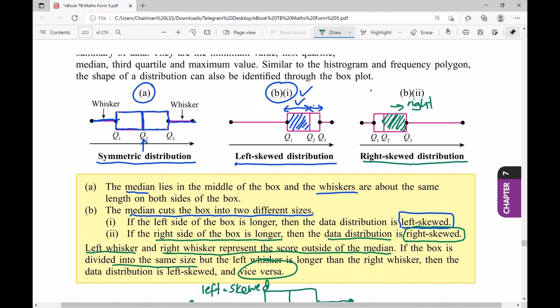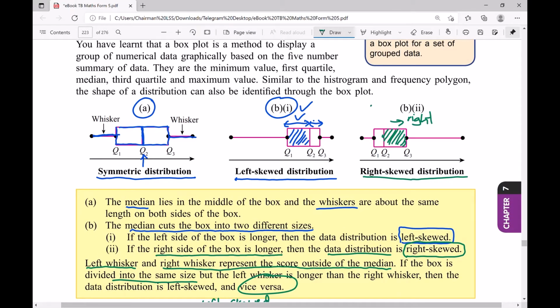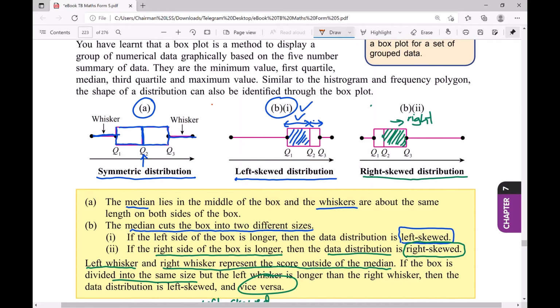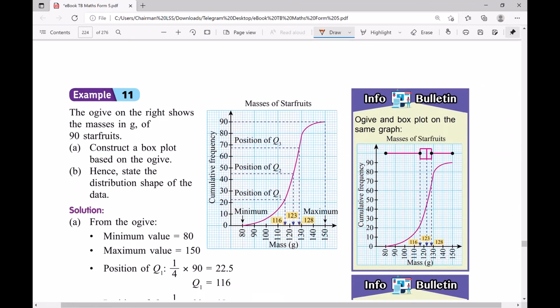If you actually draw this one, this is like the normal distribution. And this one, you can see the tail here, the whisker, is on the left, so it's left skewed. And this one, the tail is here, skewed to the right. So you have to remember all these points that I've said just now. Okay, now we go to the example.